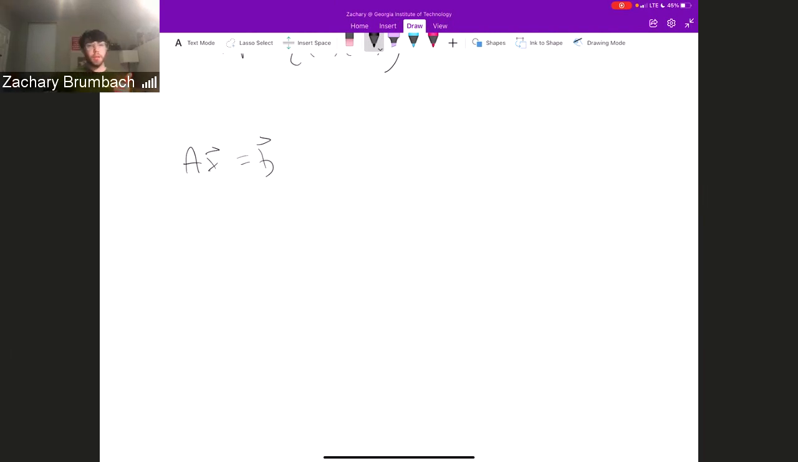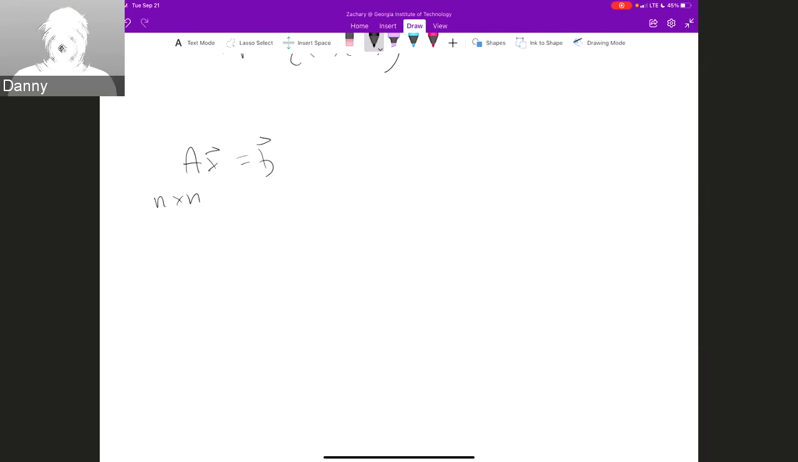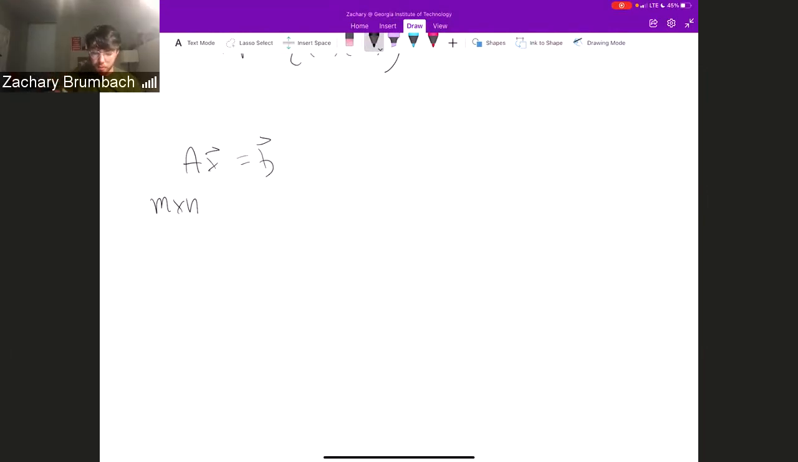Okay, so one of the things to note that I know has been a little patchy for some of the different classes. Let's say A is an m by n matrix. That's fine, m by n makes it a little easier, more general, just the way it was in the textbook. So to multiply x, we know x is a column vector, so it's n by 1.